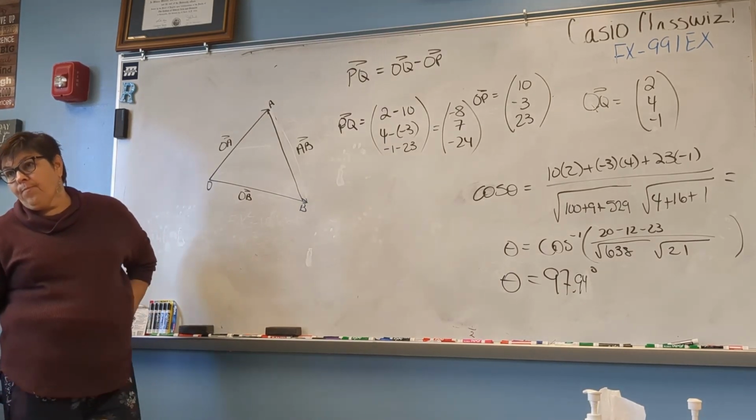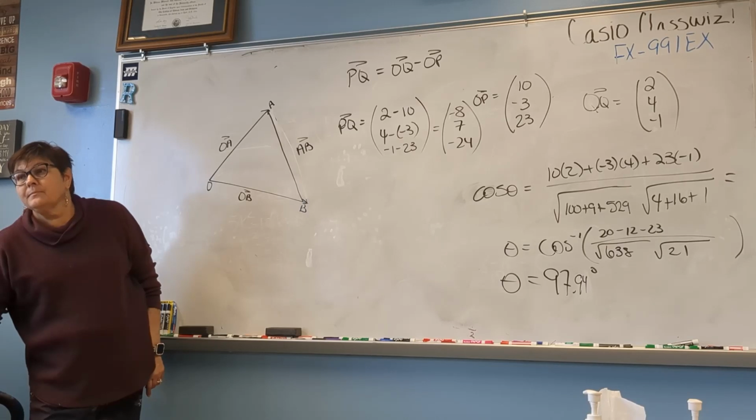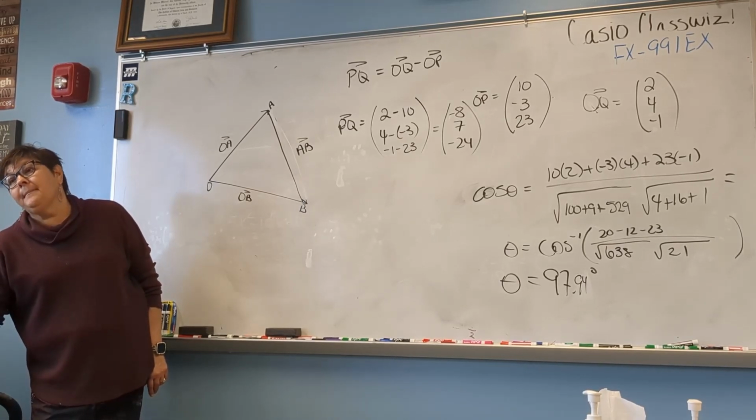Will you always know that anything with an OP or OQ, or a different letter, is going to be a triangle like that because it has O in it? Yeah, it starts at the origin.